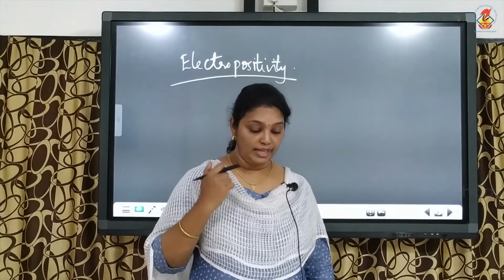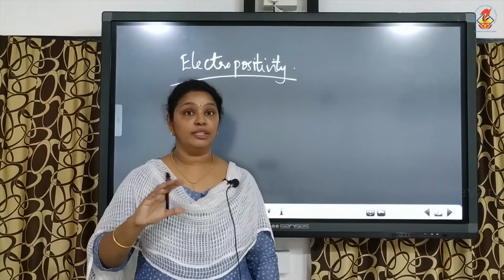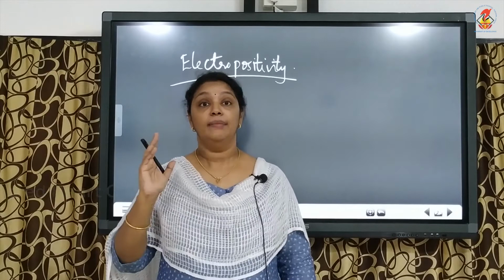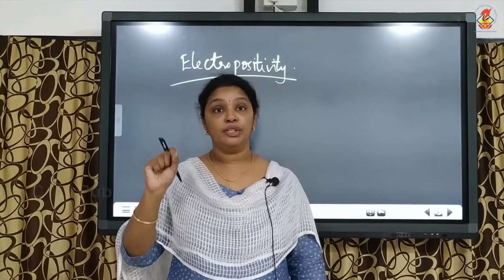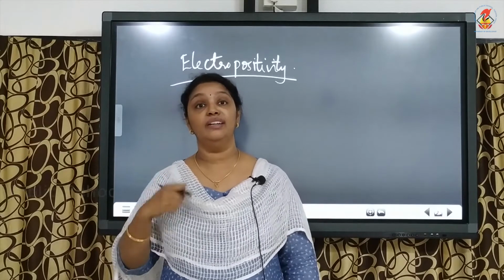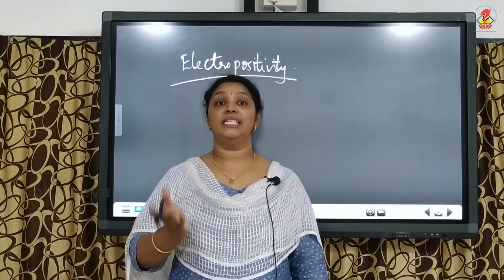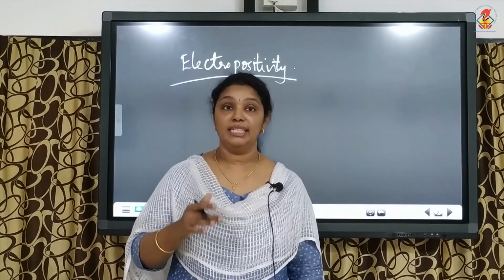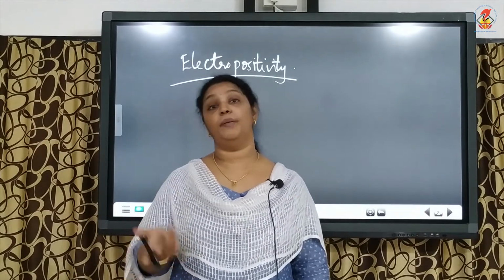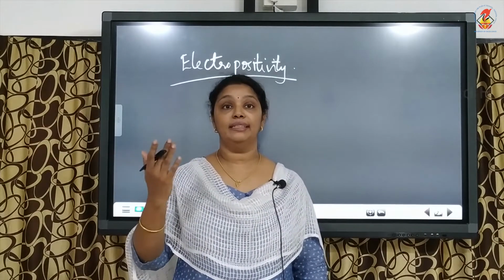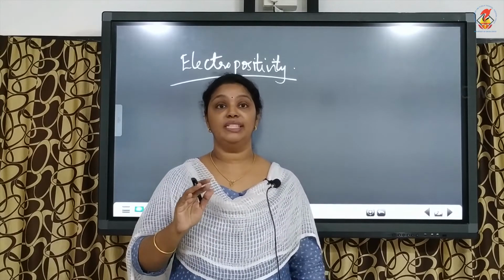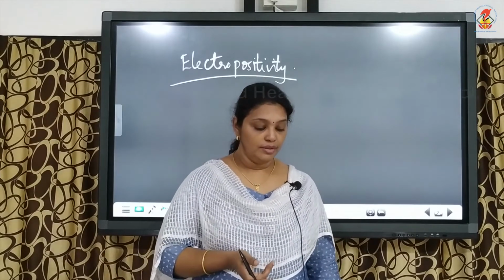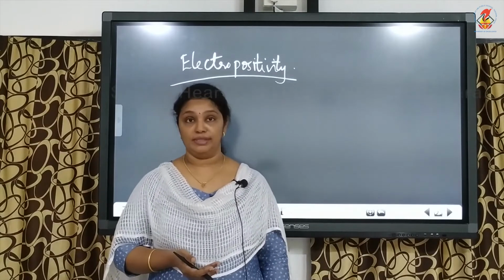Now we can see the relation between electronegativity and metallic and non-metallic character. We can say electronegativity and metallic character are inversely proportional, which means as metallic character increases, electronegativity decreases. Electronegativity and non-metallic character are directly proportional. That is, as non-metallic character increases, electronegativity will also increase. So this is about electronegativity and electropositivity.